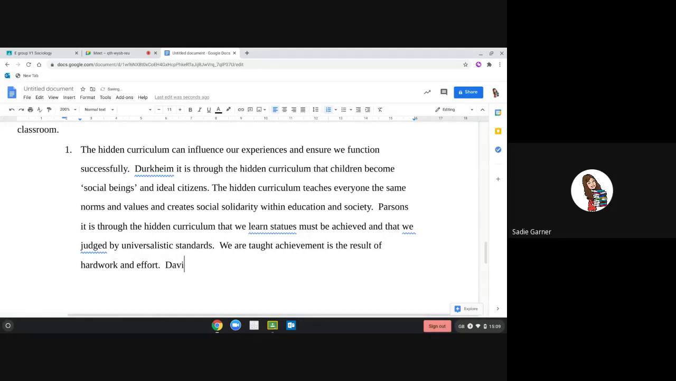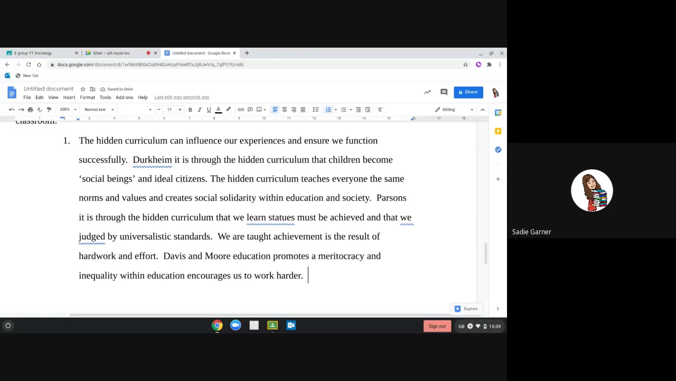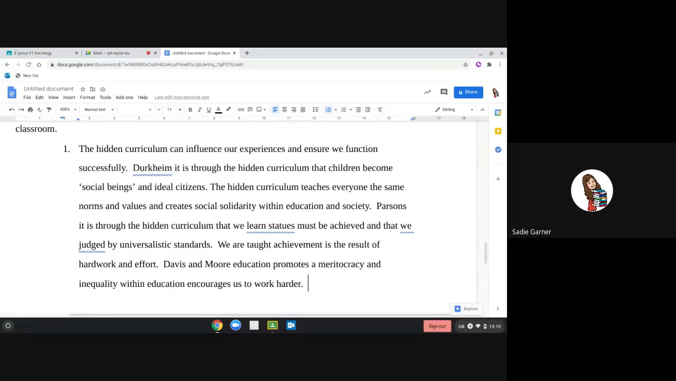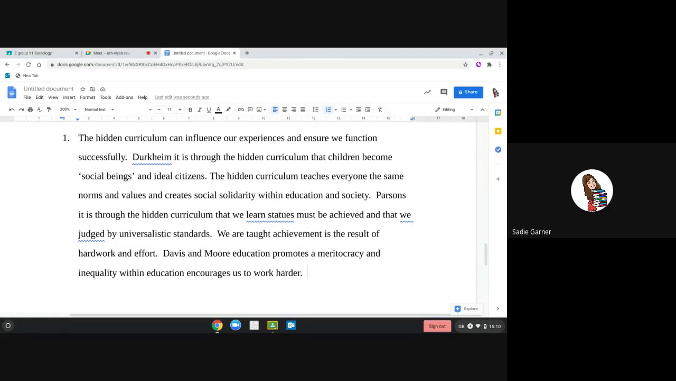Then the third one is Davis and Moore. For Davis and Moore, education promotes a meritocracy. Although they don't specifically mention the hidden curriculum, it promotes meritocracy, or fairness, via hidden messages. Inequality within education encourages us to work harder. There's the point about differences being due to ability, but I'm not sure it's as relevant there. So we've got three sociologists: Durkheim, Parsons, and Davis and Moore.